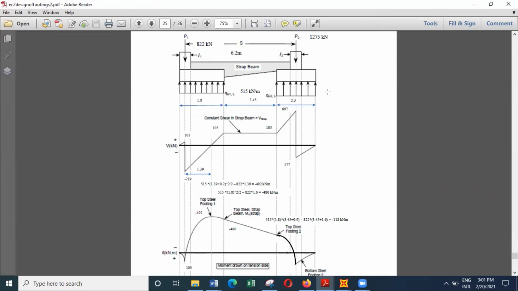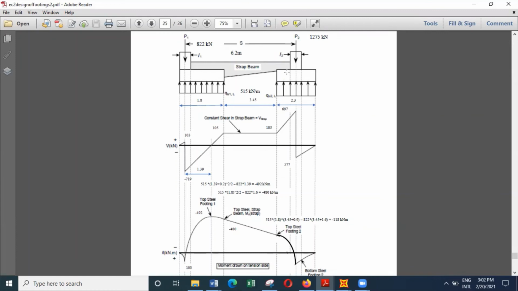Because in footings, you have to check punching shear not only at 2D from the face of the column, but you also have to check punching shear within D and 2D. So this might need a punching shear check because it's a more heavily loaded footing. So those are the checks you have to do. You have to check for punching shear, direct shear, and also decide the flexural reinforcement.